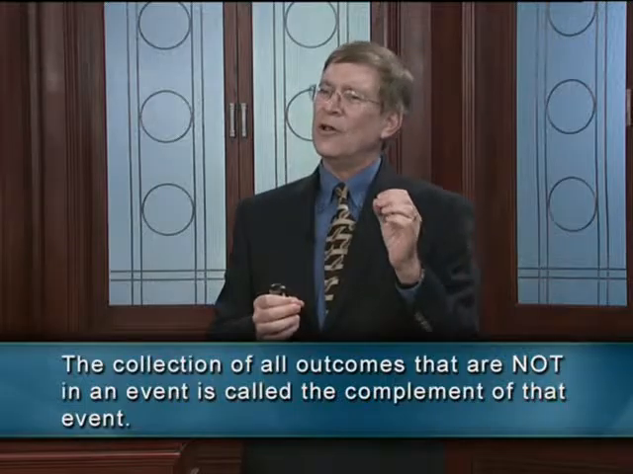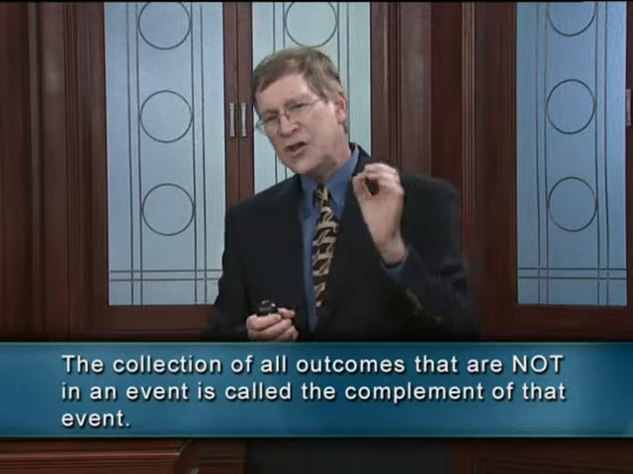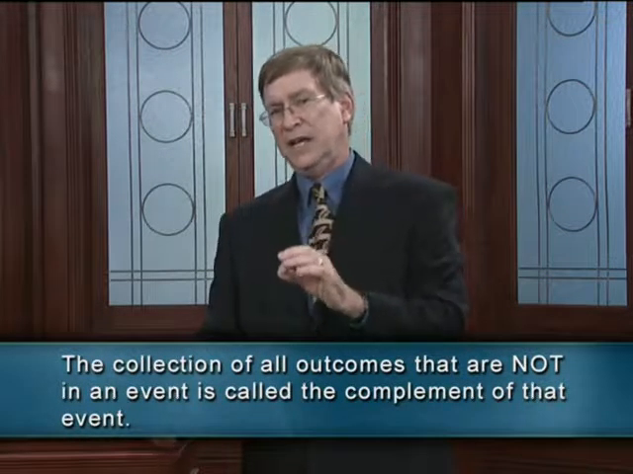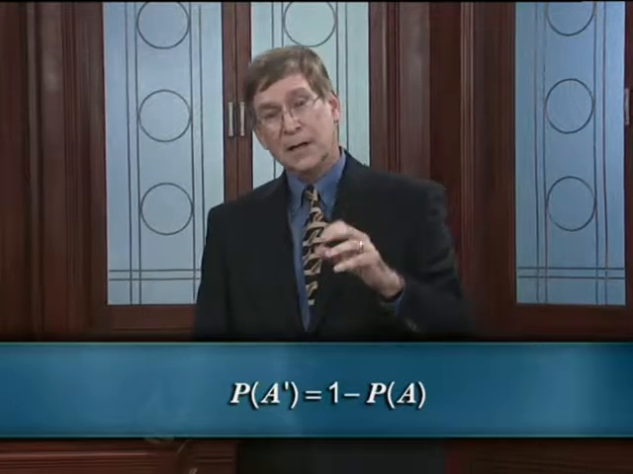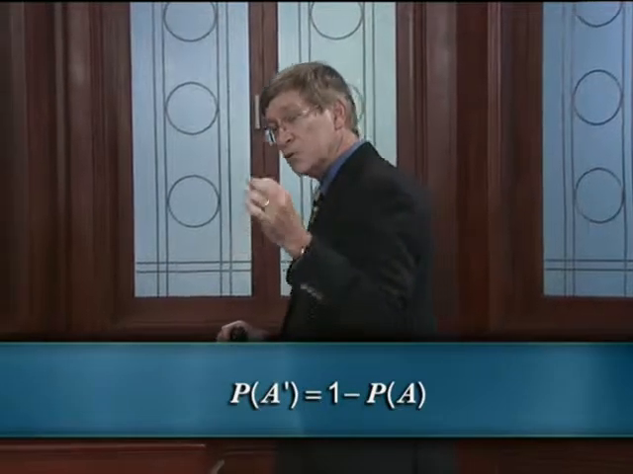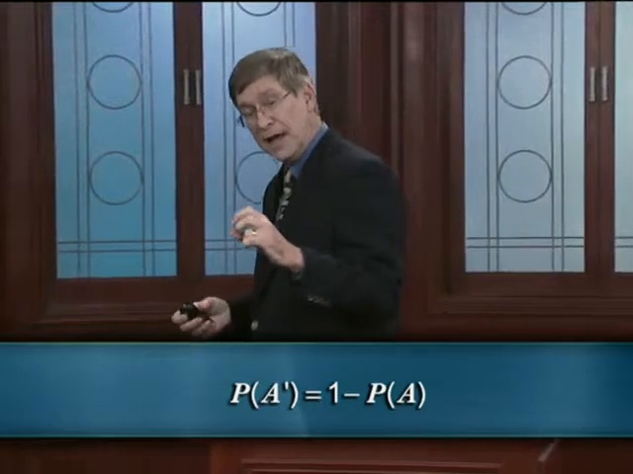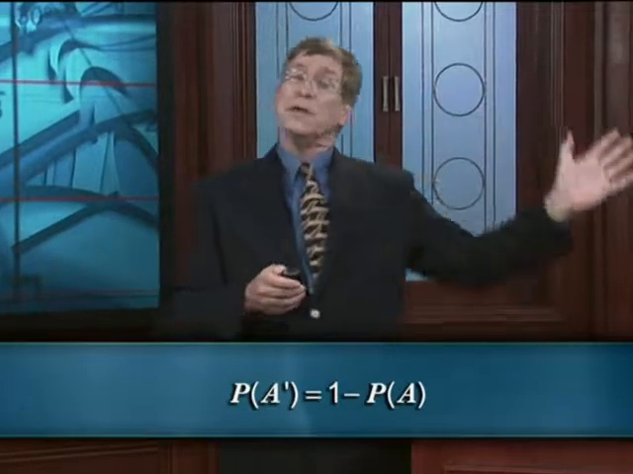Okay, let's talk about the birthday problem. This is a great problem, and in order to get a handle on it, we have to first talk about one more probability idea. It's called the complement of an event. And it's very simple, so don't worry too much. The collection of all outcomes that are not in an event, not in the set A, is called the complement of A. And it's usually denoted A prime. And the probability of A prime is 1 minus the probability of A. So a complement is everything else.